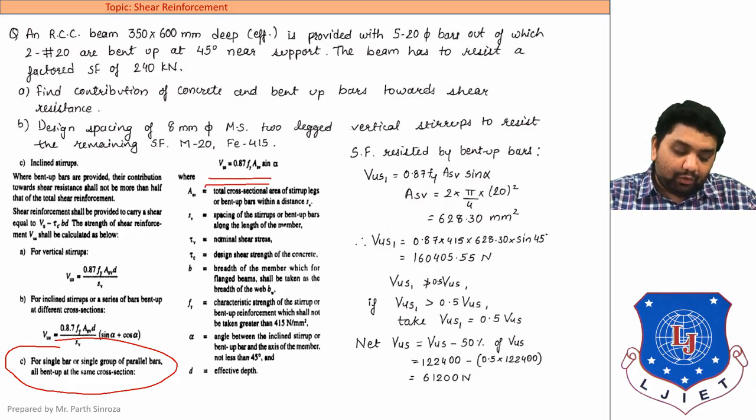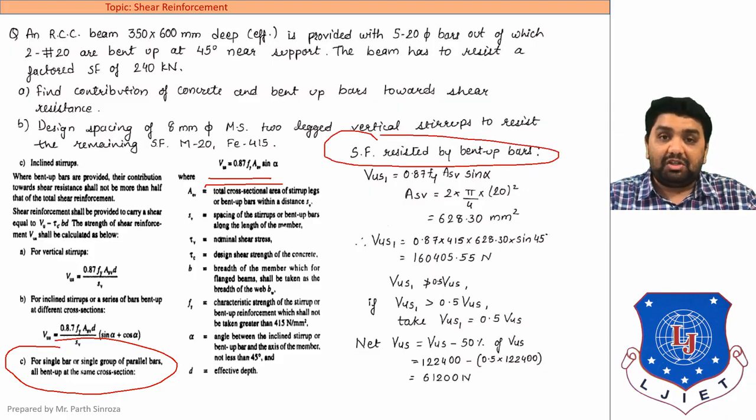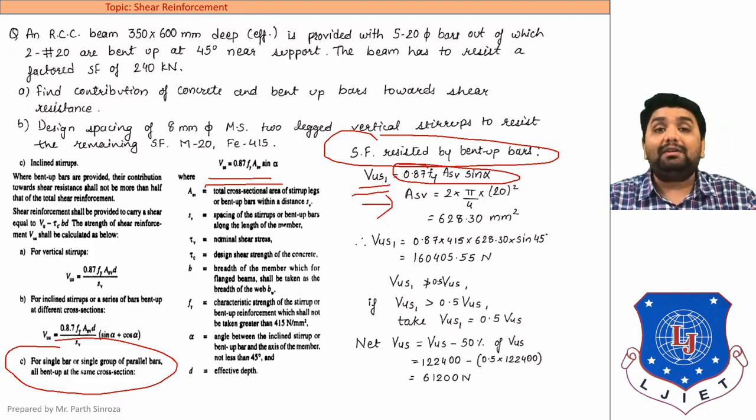So the equation here is Vus equal to 0.87 fy Asv sin alpha. Clear? So we need to find this value, that is shear resisted by bent-up bars. Shear force that is resisted by bent-up bars will be equal to Vus. We have already calculated Vus, so substituting it as Vus1. The equation is 0.87 fy Asv sin alpha. Now keep in mind here we are bending the main bars. Clear? Out of the 5 that were running parallel, we are bending 2 bars. So here Asv will be referring to our main steel. It is not the calculation of stirrups.